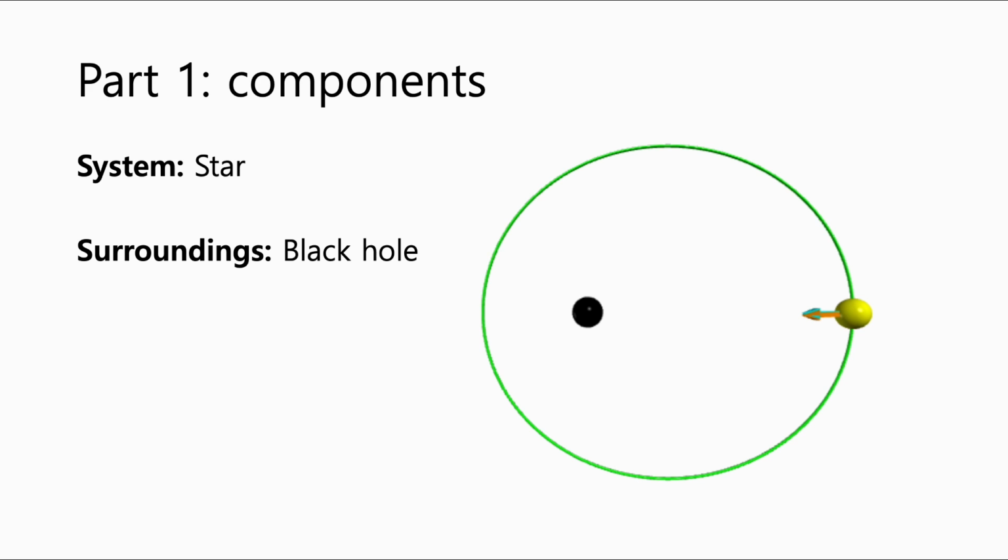The first part was the experiment of recreating a computational model of a star going around a black hole with gravity. The system, obviously, would be the star, and the surroundings would be the black hole, exerting gravity on each other.